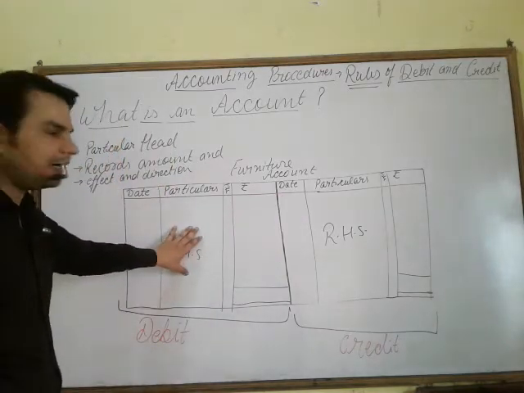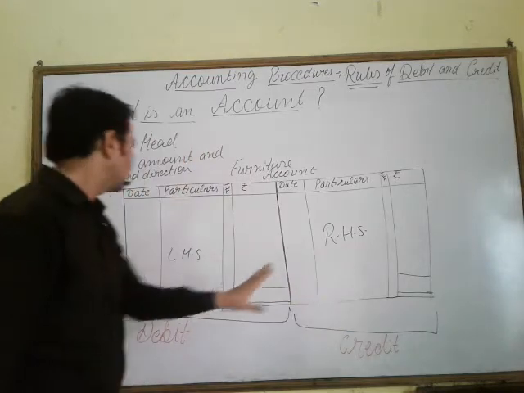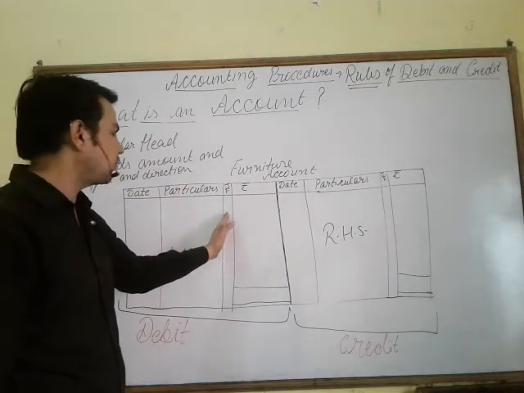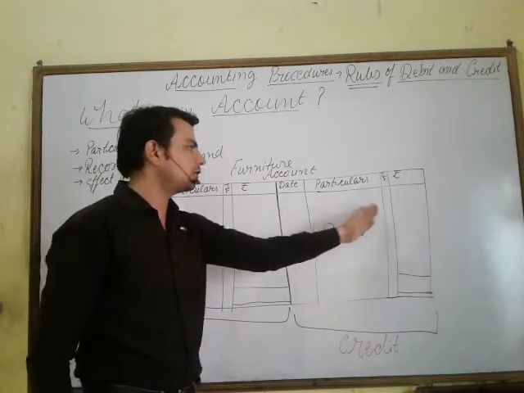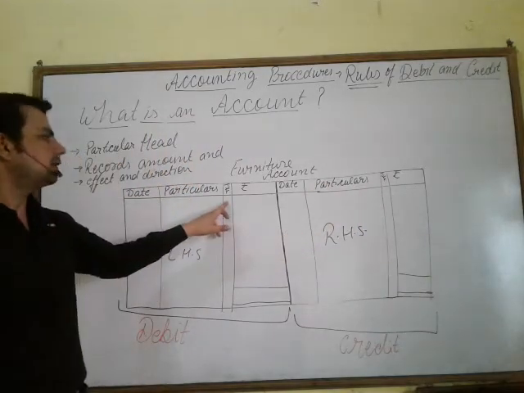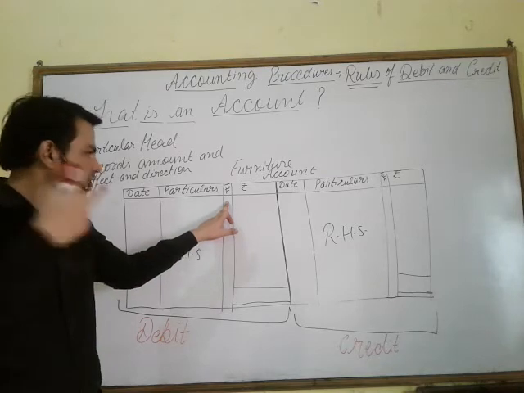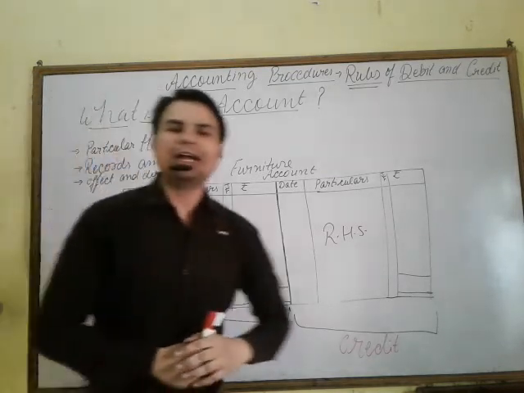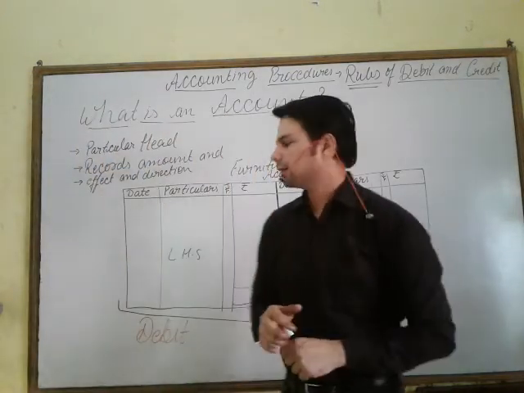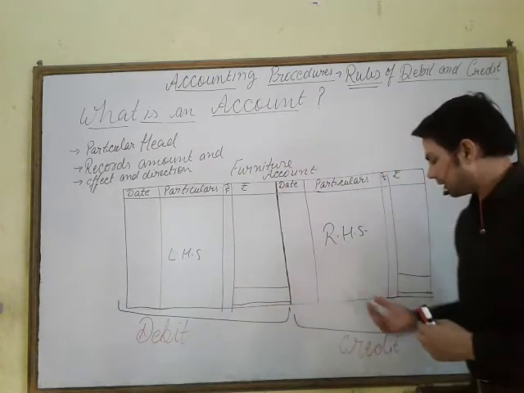Left hand side is called debit and right hand side is called credit. Date, particulars, journal folio, rupees, date, particulars, journal folio, rupees. Here the page number of the journal where the transaction was recorded first is mentioned. I hope that you have got the meaning of account and the debit and credit.